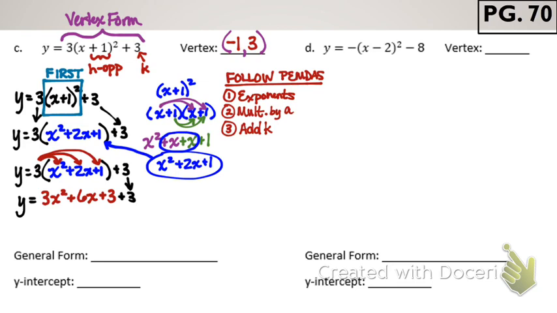We're on the very last step. Is there anything to combine together so that I can be all the way done? Yep. That's going to give me a 6 back there. So my general form is y equals 3x squared plus 6x plus 6. This is the form that I can look at and know exactly where my y-intercept is. This right here tells me my y-intercept.